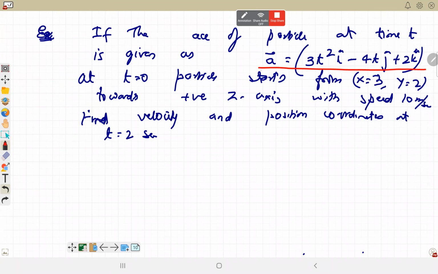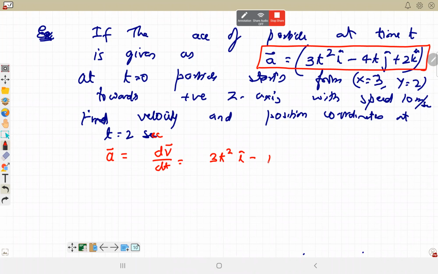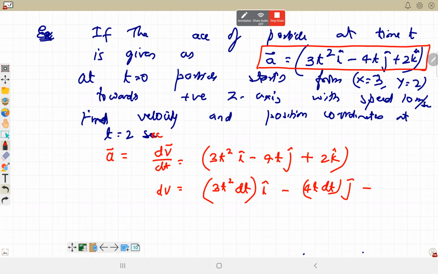Acceleration is given, but that is not a constant acceleration, so we cannot directly use the equations of motion, but we can do the integration. Acceleration is the rate of change of velocity vector, dv by dt, which will become 3t square i cap minus 4t times j cap plus 2k cap. So when we integrate this, we have to integrate separately: 3t square dt times i cap minus 4t dt times j cap plus 2 dt times k cap. This is equal to dv.